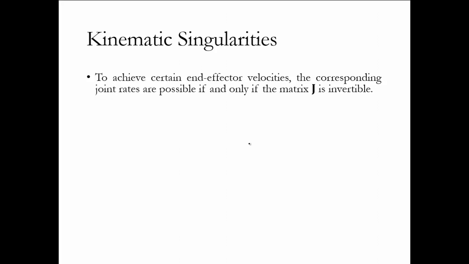Now let's look at the kinematic singularities. We are coming to a place where we have the joint velocities, and we have been able to find the mapping between the end effector velocities and the joint velocities. Now, is it possible to attain the joint velocities every time for a particular end effector velocity? We'll see this.